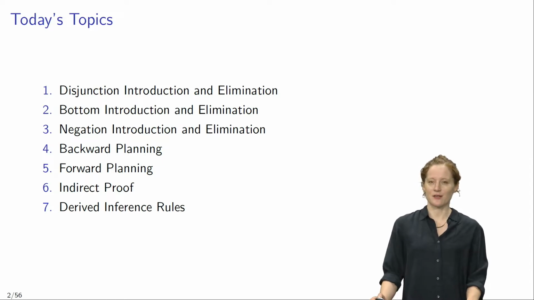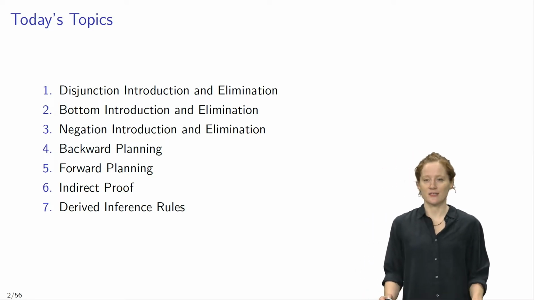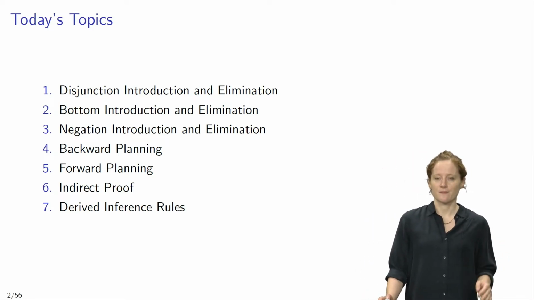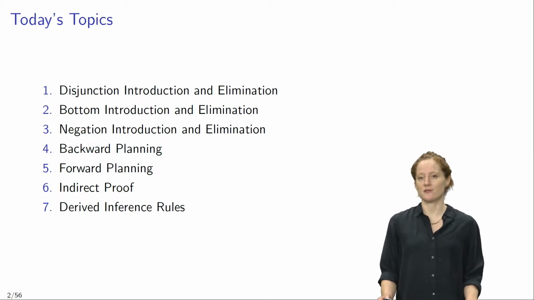Specifically, we are going to talk about backward planning, forward planning, and indirect proof, which are the 3 most important proof strategies. And then in the last part, we are going to talk about derived inference rules, which are rules that can be justified by means of our basic inference rules.